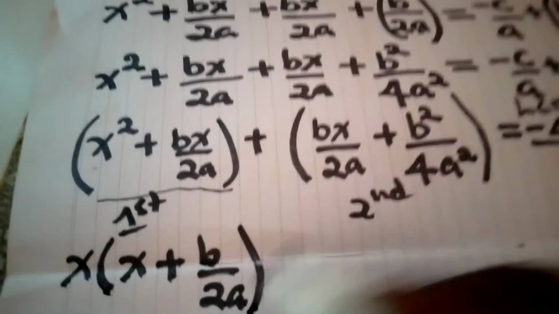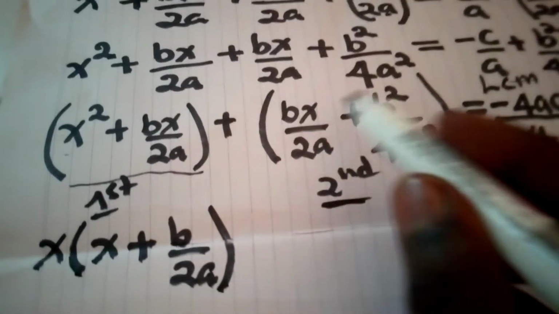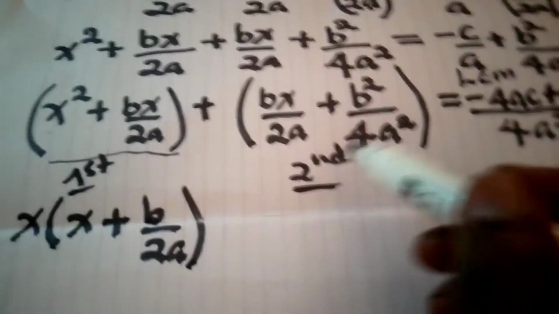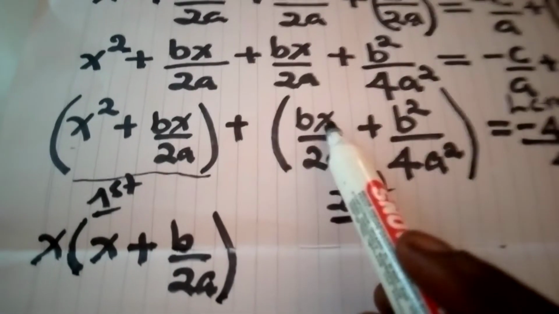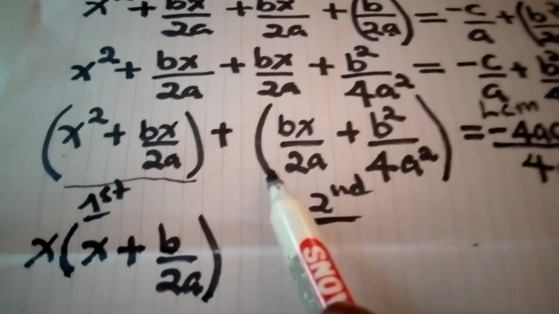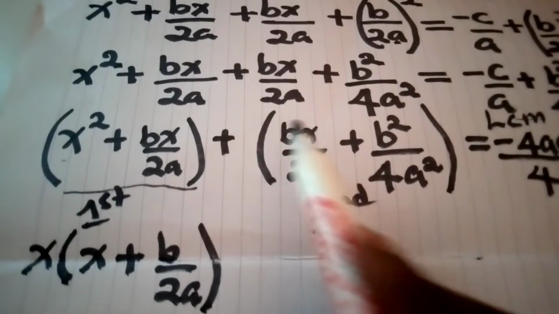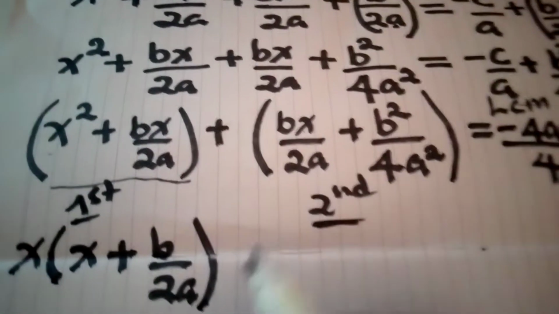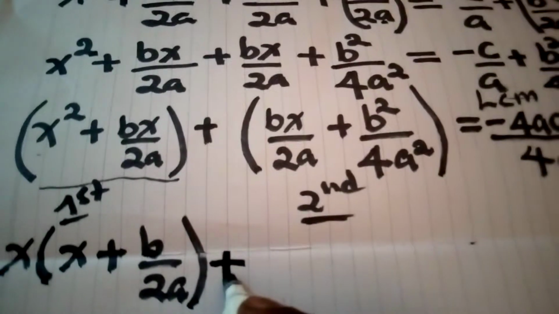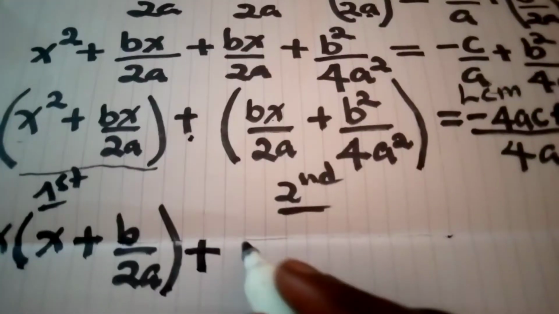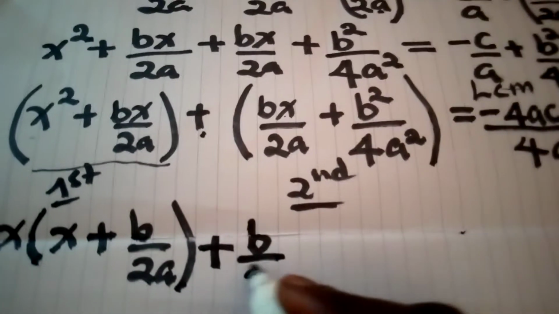Then you close. Move to the second bracket. The second bracket also has its common factor. Now we want to look at the common factor in this one. X is not the common factor, but the common factor will be b out of 2a. So pull out b out of 2a. So it will be plus, it is this very plus, pull out b out of 2a.